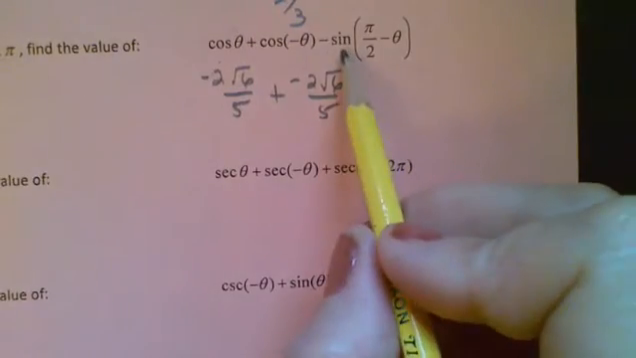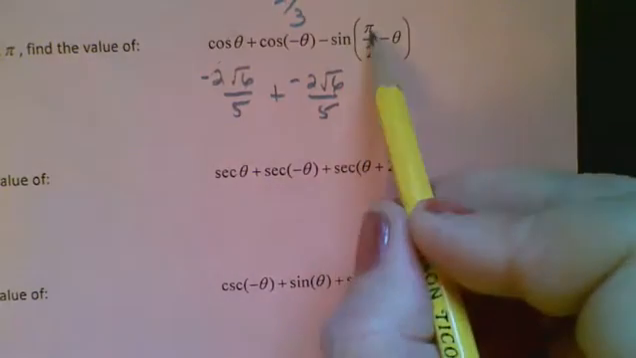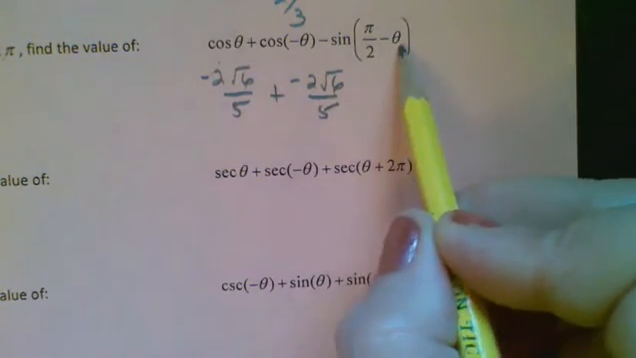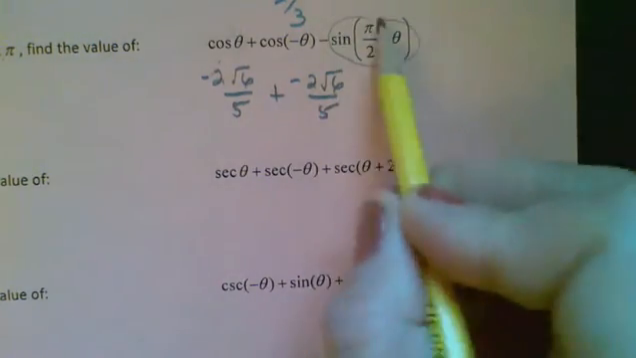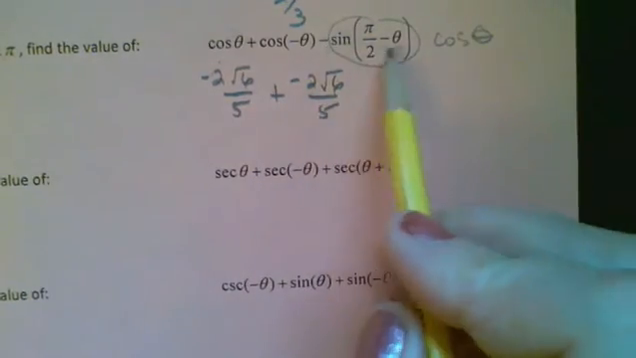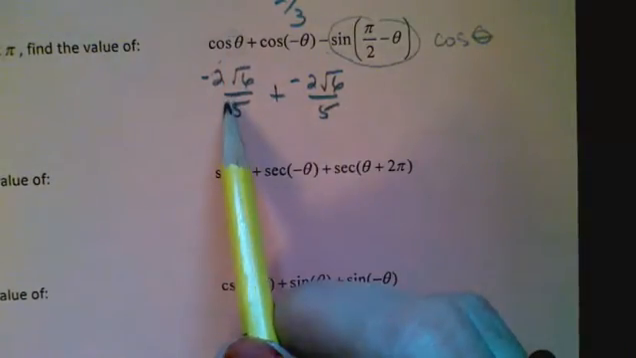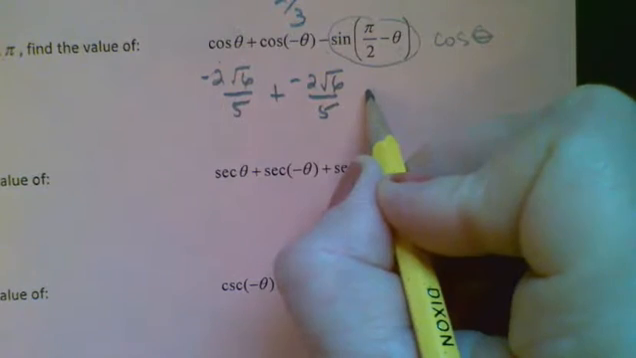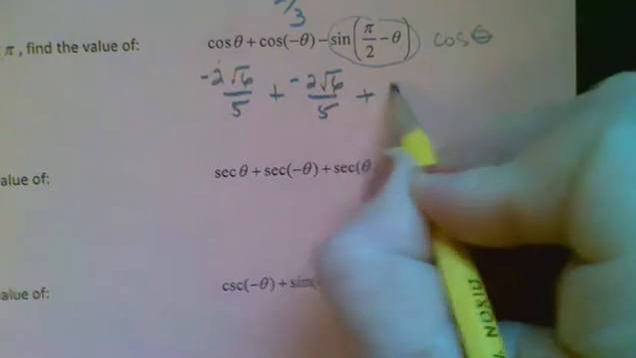And then this one says minus the sine of pi over 2 minus theta. This means the same thing as the cosine of theta. So I want to minus the cosine of theta. Here's the cosine of theta. So if I minus a negative, I'm going to be adding.